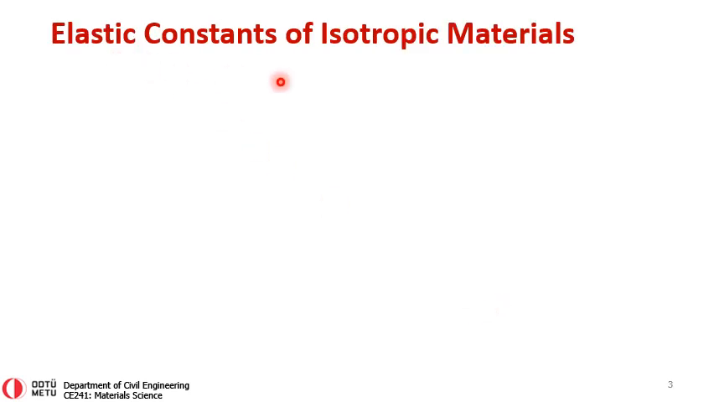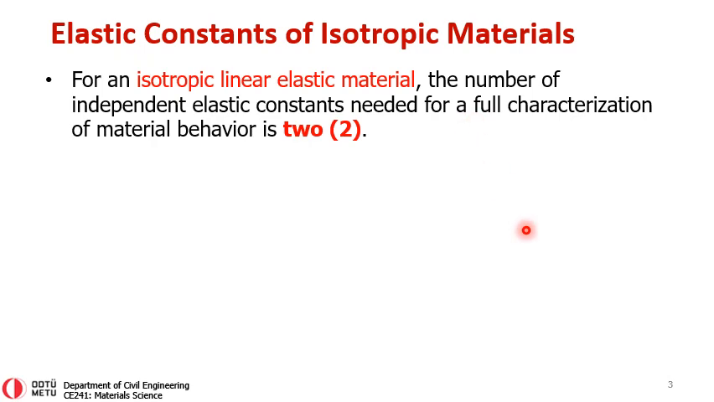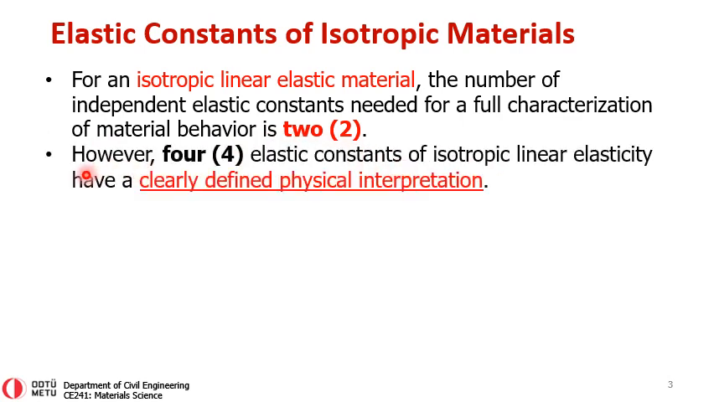So let's look at the elastic constants of isotropic materials. We have already mentioned that for an isotropic linear elastic material, the number of independent elastic constants needed for a full characterization of material behavior is only 2. However, the elastic constants of isotropic linear elasticity have a clearly defined physical interpretation. And today we will be looking at these 4 elastic constants.